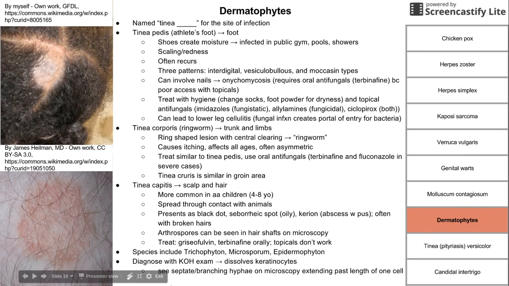So again, you see septate and branching hyphae on the microscopy, and it's important to note that these septate or branching hyphae need to extend past the length of one cell, and that's to help you differentiate the actual fungus, the actual hyphae, from common fibers that might be seen in the outer layers of the skin. And these dermatophytes usually are limited to the epidermis, so they do not cause systemic infections from where you see them here.